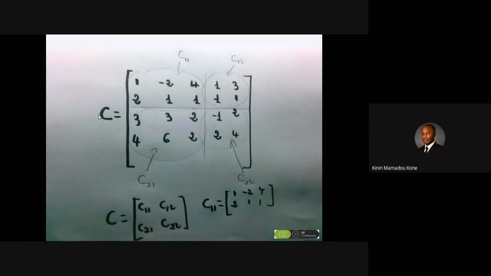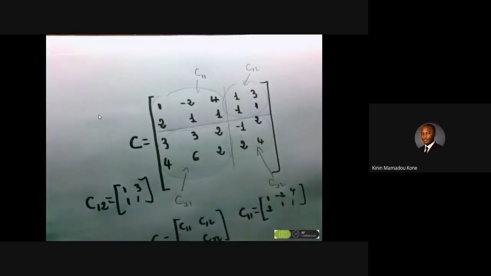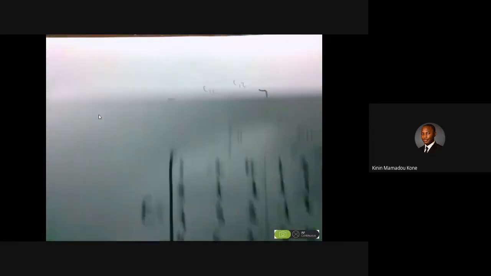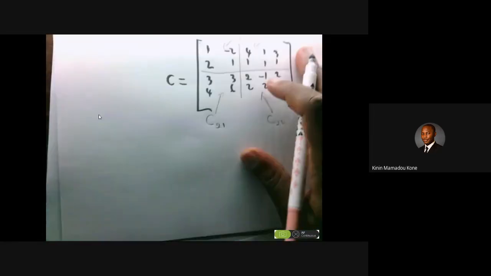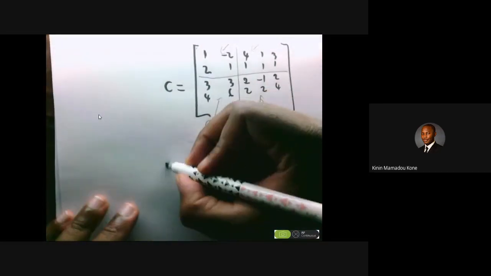This is your C11. And C12 is your matrix over here. C12 is going to be 1, 3, 1, 1. That's your C12. We could have also partitioned using columns only. So for instance, let's say that I have a matrix. Let's look at a matrix B, for example. Let's say I have a matrix B.